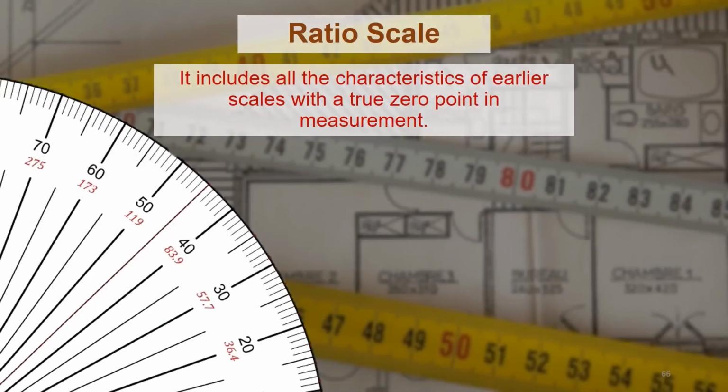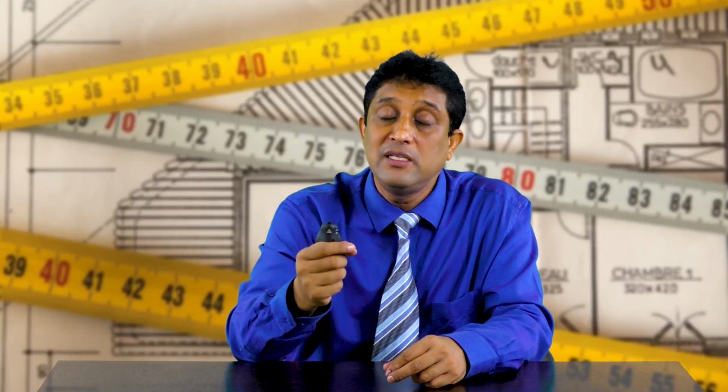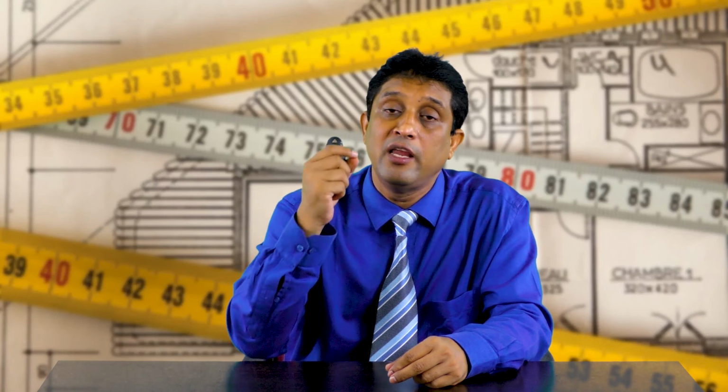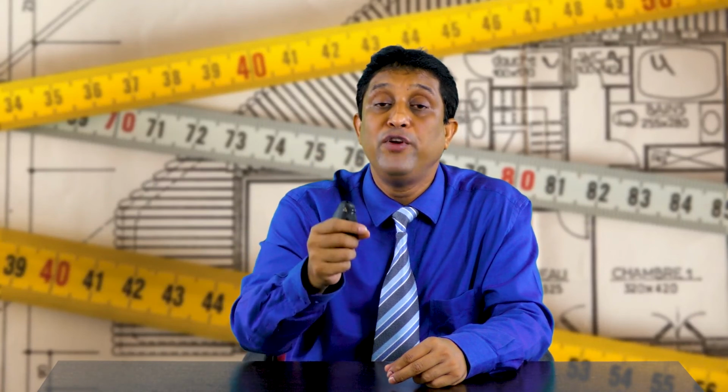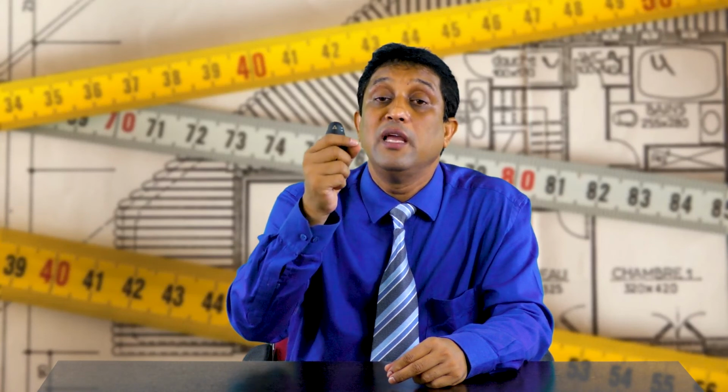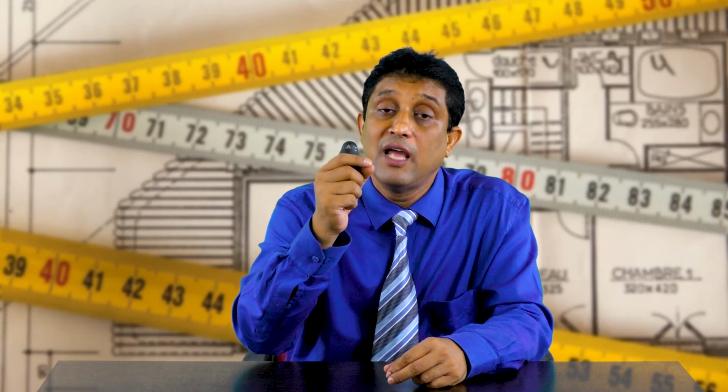Then the last scale, which is called the highest scale, is the ratio scale. So here you see it includes all the characteristics of earlier scales with a true 0 point in measurement. The characteristics of a nominal scale, an ordinal scale and an interval scale are included in the ratio scale, and it provides another criterion, that is a 0 point. So that is the true 0 point.